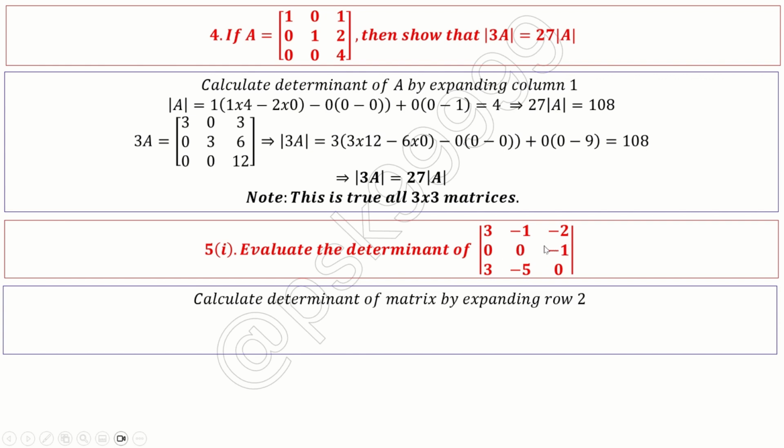Yeah, it will be positive, it will be negative actually. Sorry, this is 2 comma 3. 2 comma 3 is 2 plus 3, which is 5. Minus 1 whole to the power of 5, so it is minus 1. Correct, so minus.